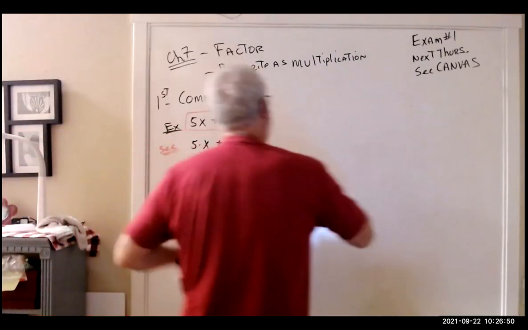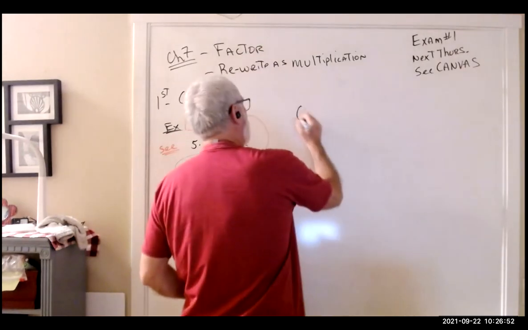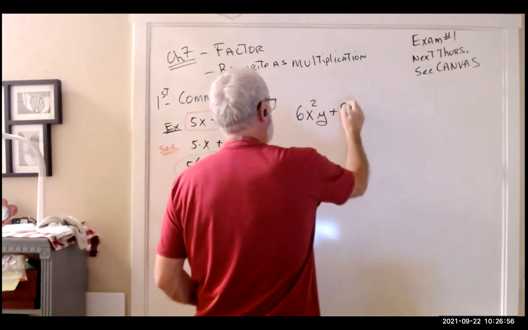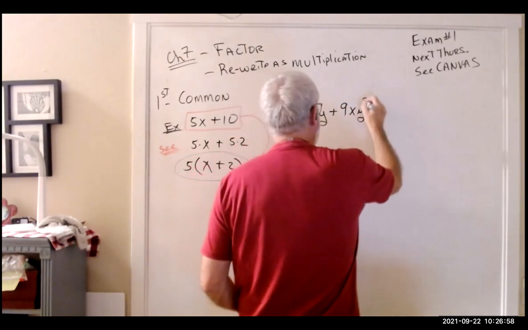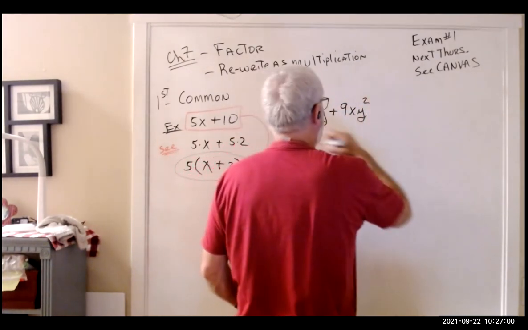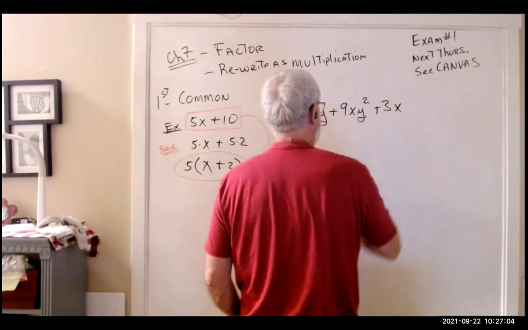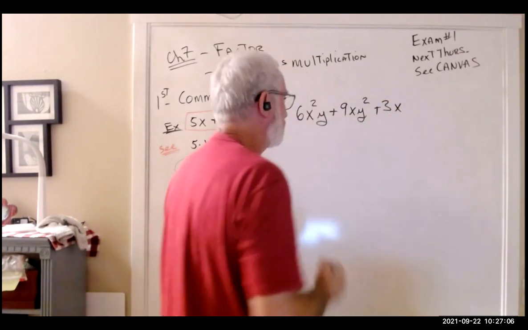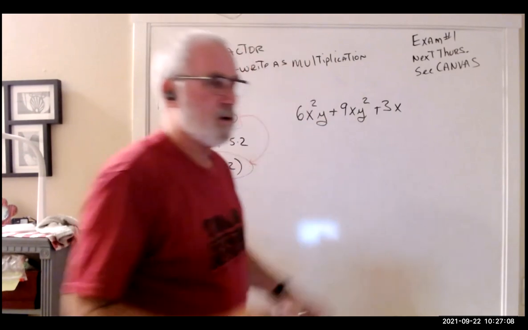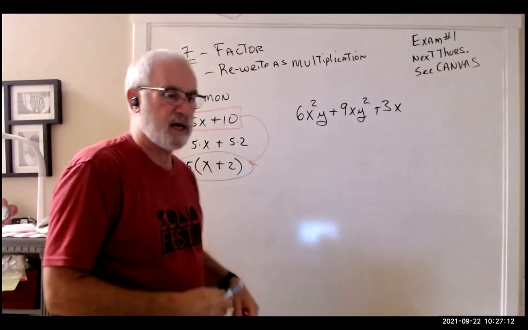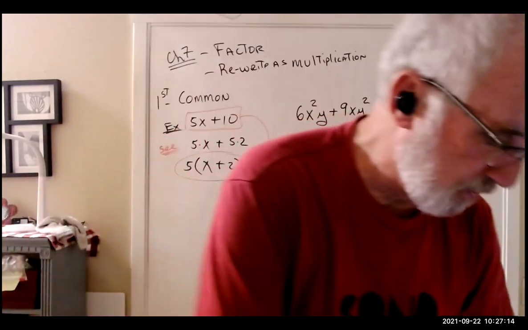So what if we had 6x squared y plus 9xy squared plus 3x? Okay, let's take a second and see if you guys can do it, how much you guys kind of remember. About 30 seconds.